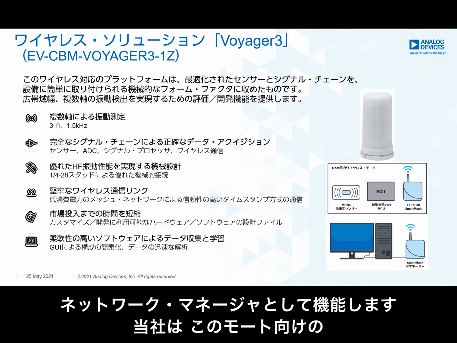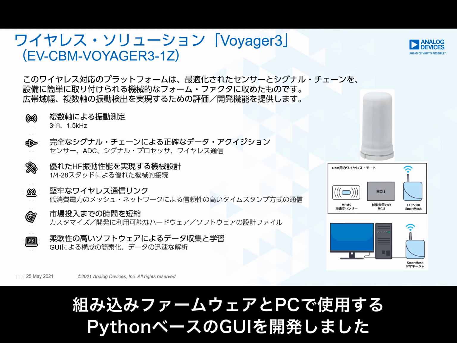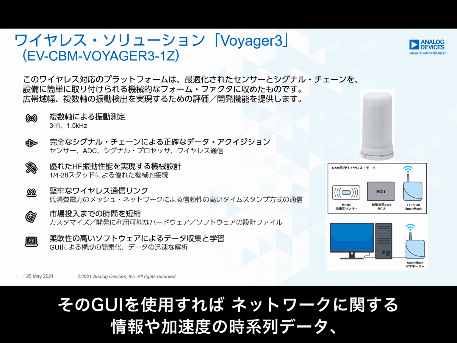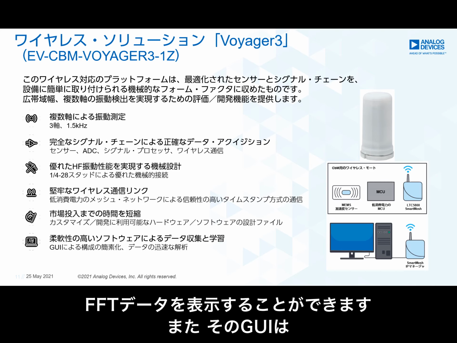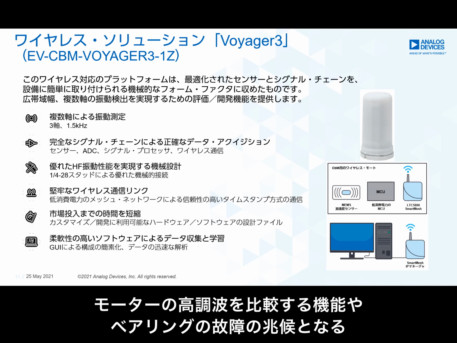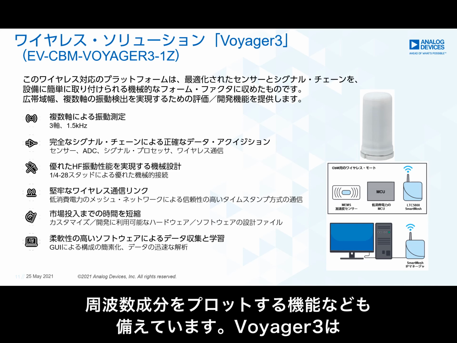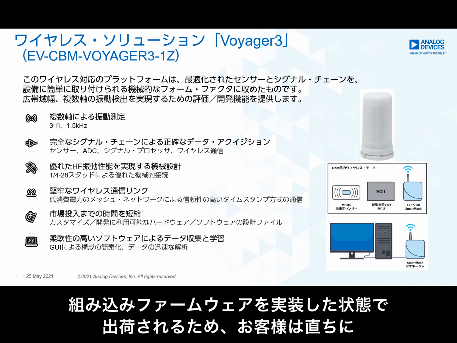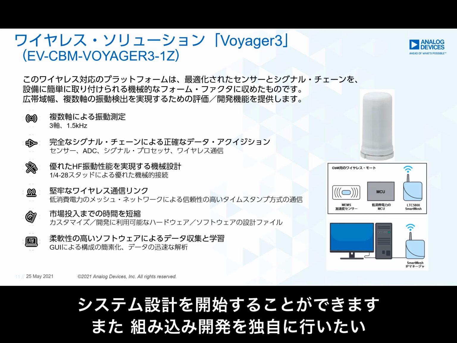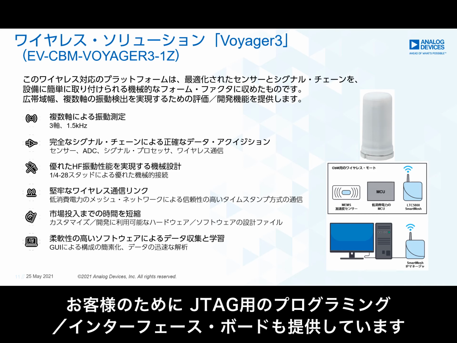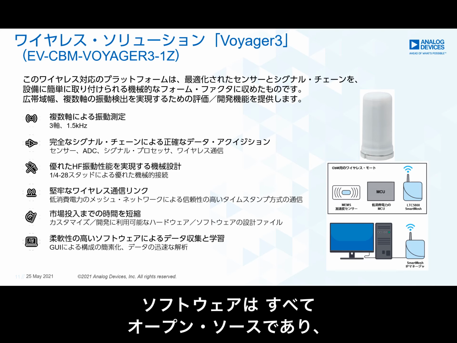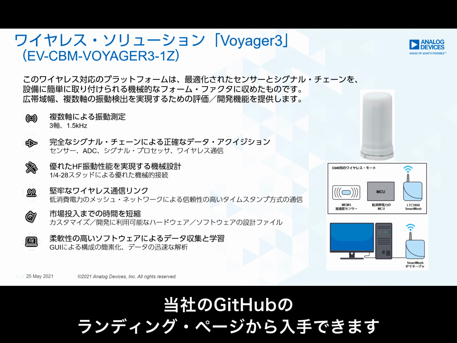We have developed embedded firmware for the wireless mode, as well as a PC-side Python GUI. The PC-side GUI displays network information, as well as acceleration time series and FFT data. There are several useful features included in the GUI, including motor harmonic matching and bearing fault frequency plotting. The Voyager kits stocked in ADI's warehouse are already flashed with embedded firmware, so a customer can get up and running quickly with their system design. JTAG programming and interface boards are provided in the kit for customers who want to do their own embedded development. All of this software is open source and is available on ADI's GitHub landing page.